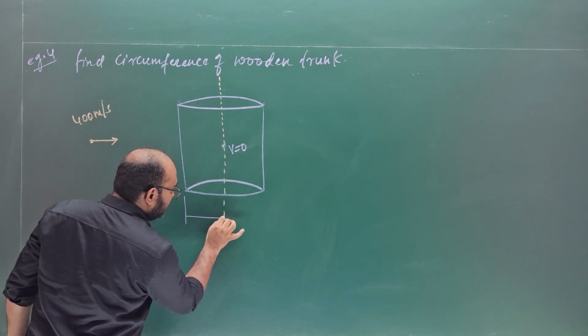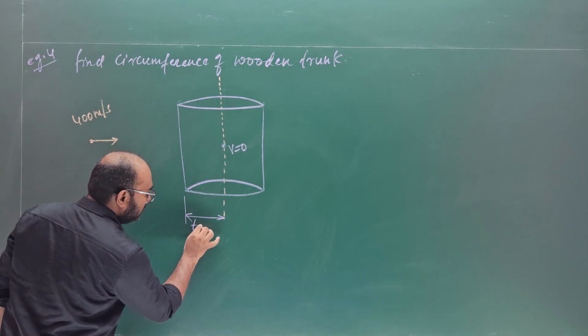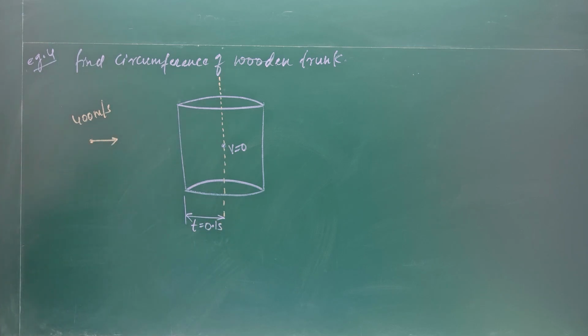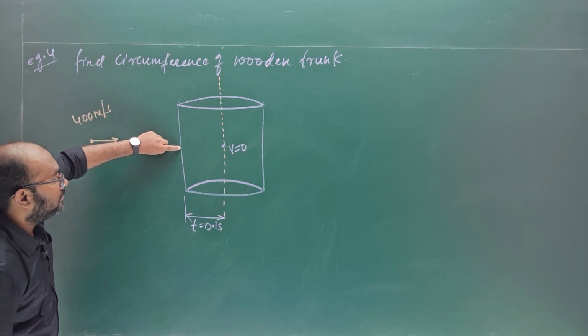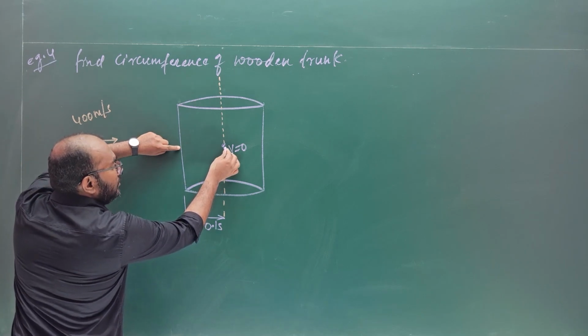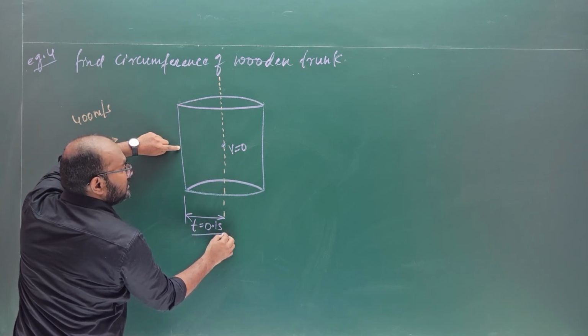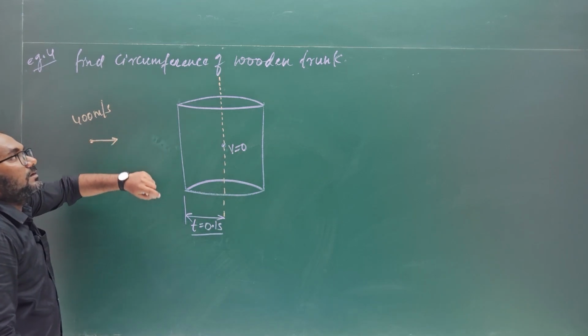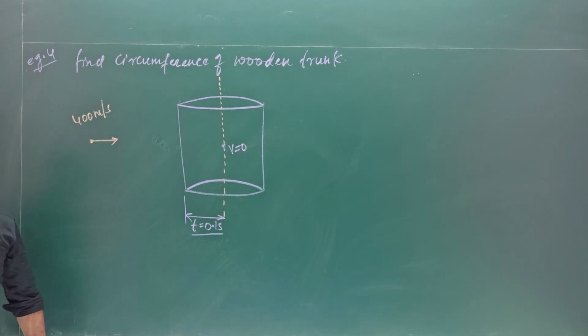It took a time period of 0.1 second from here to here. It took how much time? 0.1 second. Finally, the bullet stopped at the center. The question is, find the circumference of the trunk. Come on, try it.